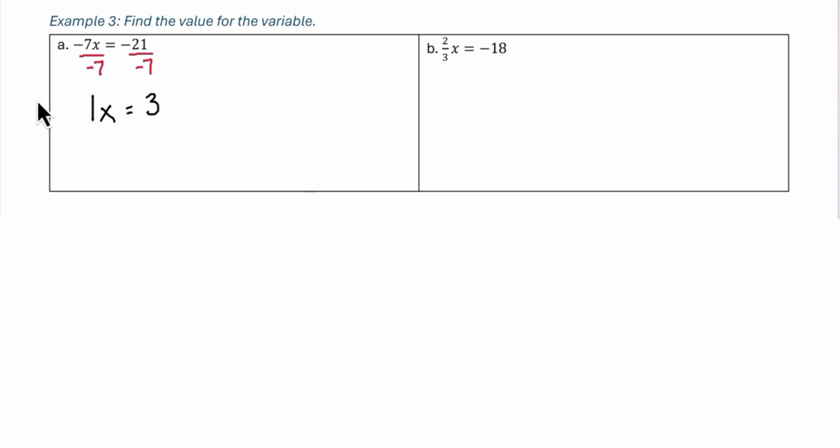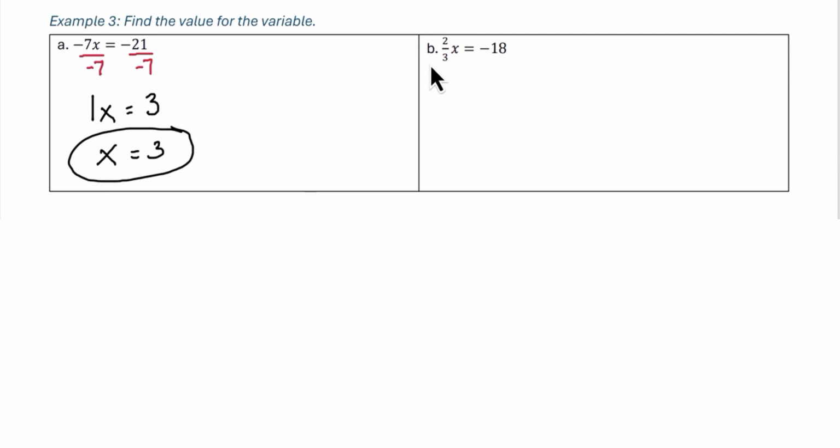Oftentimes in algebra, when we have a 1 out front, we don't actually write it. We would write it like this: x equals 3. And there's an understood 1 that's right here. There's nothing wrong if you want to put a 1 there, but just be aware in the future we'll almost never see it. It'll be written like this, and we just understand that there's a 1 out front.